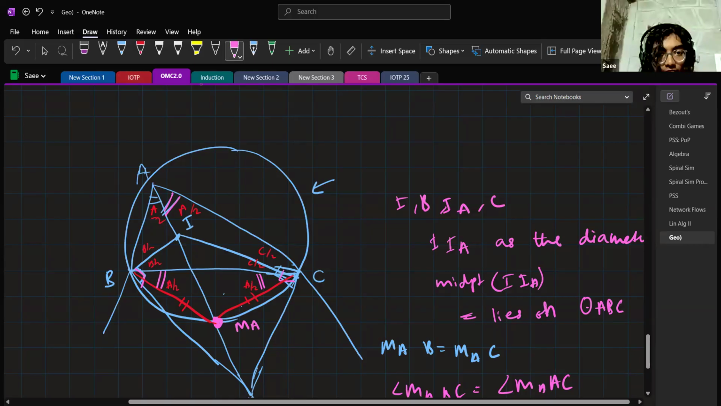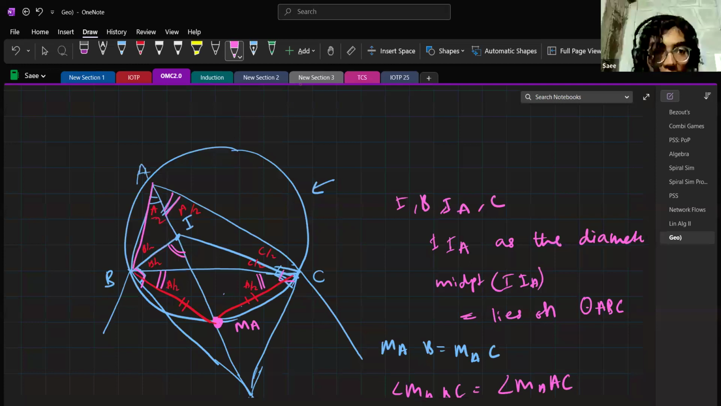Exactly. I think a couple of people said the argument. One direct way to look at it is just the exterior angle theorem in this triangle. So this angle we already know is going to be A by 2 plus B by 2. But this angle is also A by 2 plus B by 2. Do people see this?